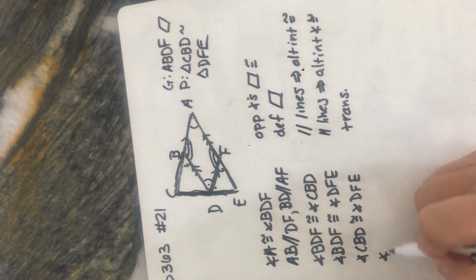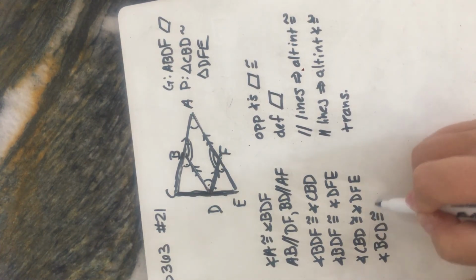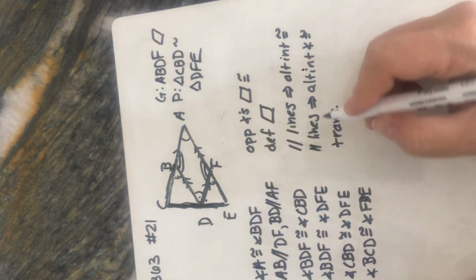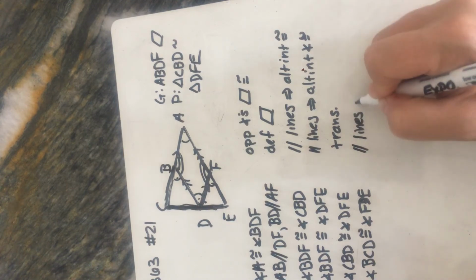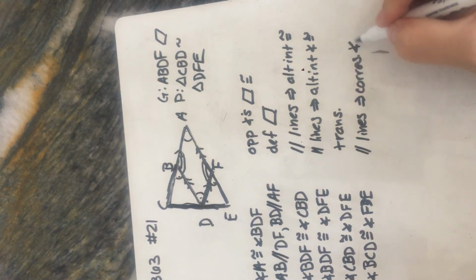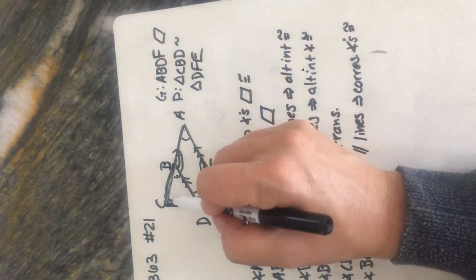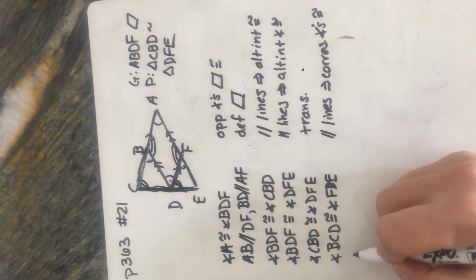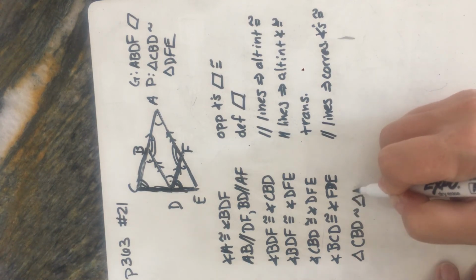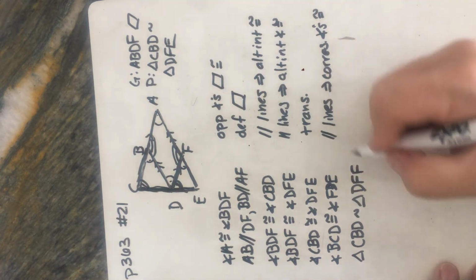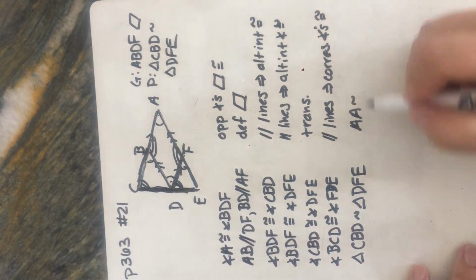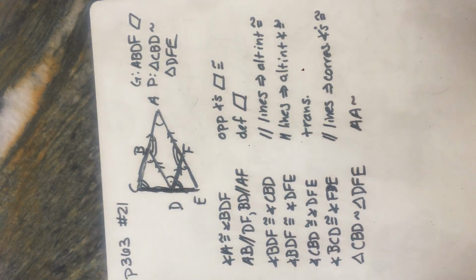All right, so angle BCD is congruent to angle FDE because parallel lines, then corresponding angles congruent. Alrighty, so this guy here is congruent to this guy here, so therefore triangle CBD is similar to triangle DFE by angle similarity. Go back through and make sure you've got all your ways of proving similarity down, and you know what they are.